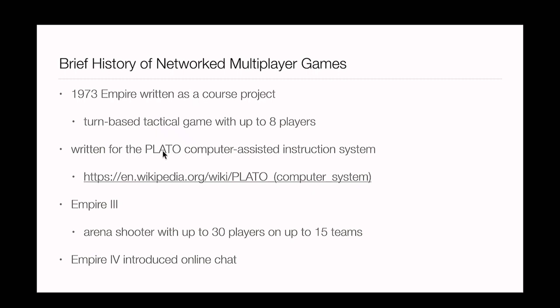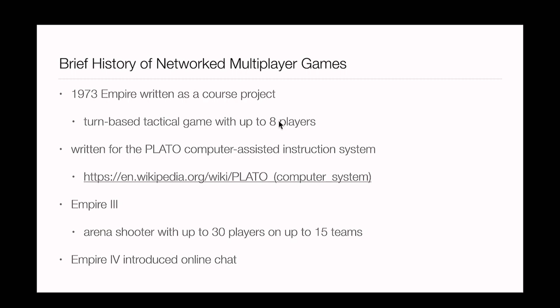Plato was the first computer-assisted instruction system. It's essentially something like OnCue. It was meant for teaching purposes. You can click on that link if you want to read a little bit more about Plato. Ooh, University of Illinois. Plato was invented at the University of Illinois. The University of Illinois is one of the universities where a lot of the foundational ideas in computing came from.